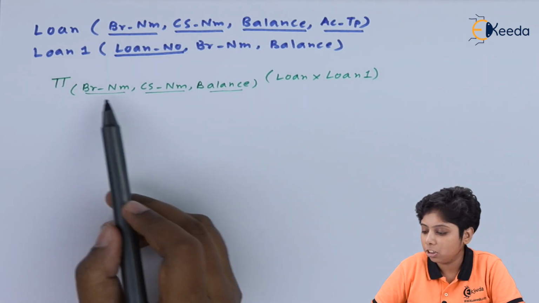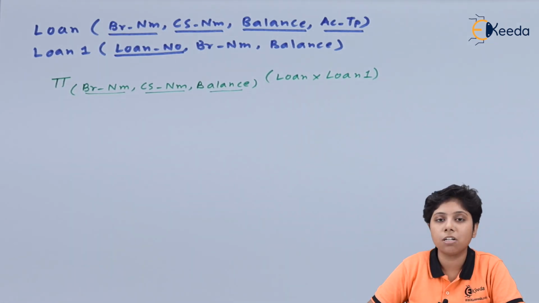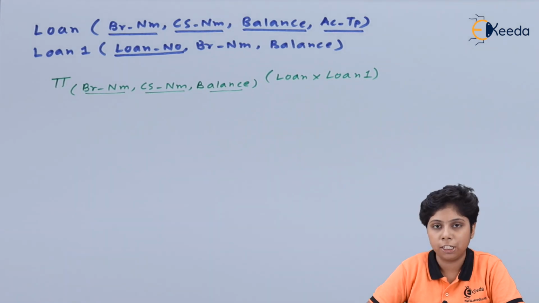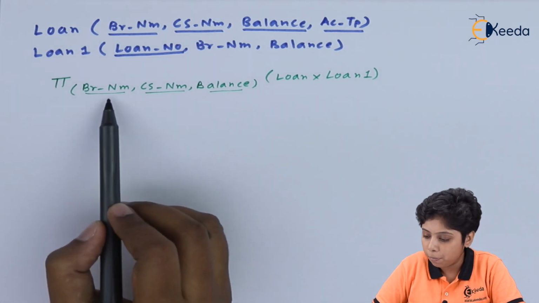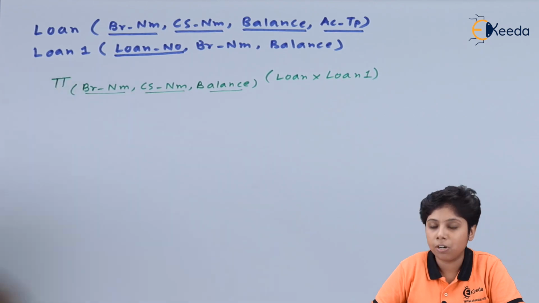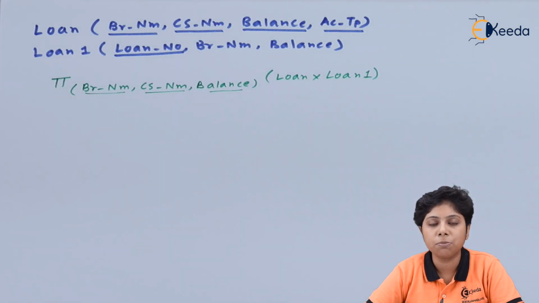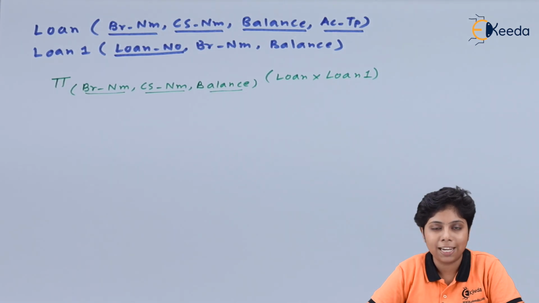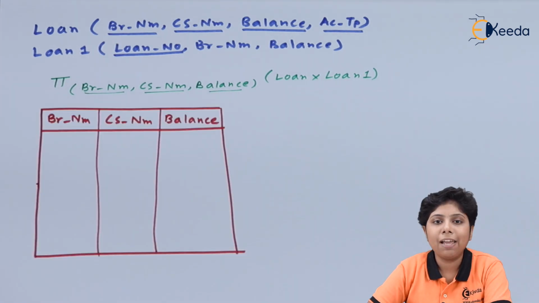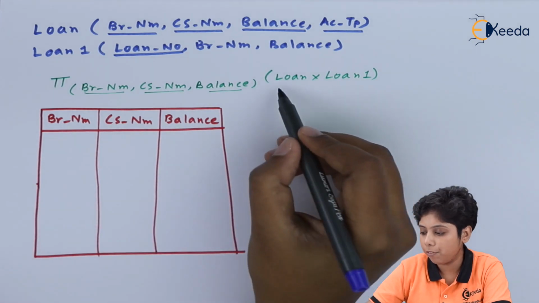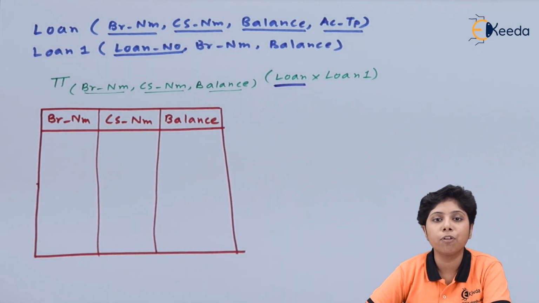See here, the branch name, customer name and balance are all attributes of the loan relation, but only the branch name is also an attribute of the loan 1 relation. So it will all be merged together to produce our desired result, and let's see what the result will be. The left relation present in the Cartesian product, which is loan, will have the first preference and will be listed first, with all the values present in the loan relation.